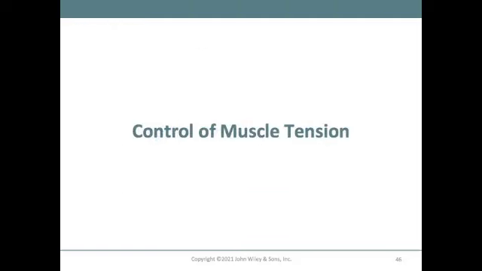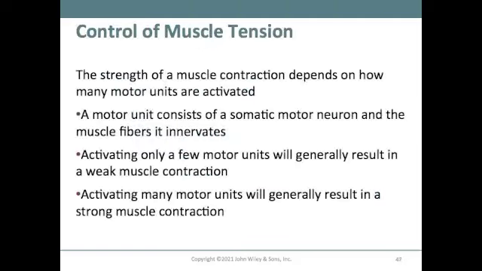Control of muscle tension. Control of muscle tension is on page 328. The strength of a muscle contraction depends on how many motor units are activated. A motor unit consists of a somatic motor neuron and the muscle fibers that it innervates. So what I mean by a somatic motor neuron, somatic is just a word. When we get to the nervous system, it's basically what we call voluntary. All right, so it's just a voluntary motor reaction.